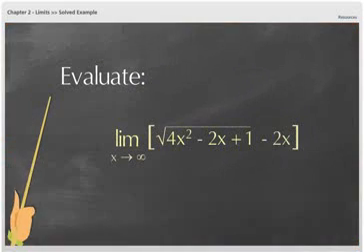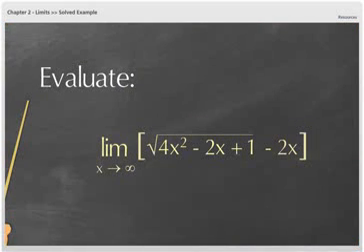The question that we are posing here: evaluate the limit as x goes to infinity of the square root of 4x squared minus 2x plus 1, minus 2x. If you wanted to evaluate such limits, how are we going to think about this problem?